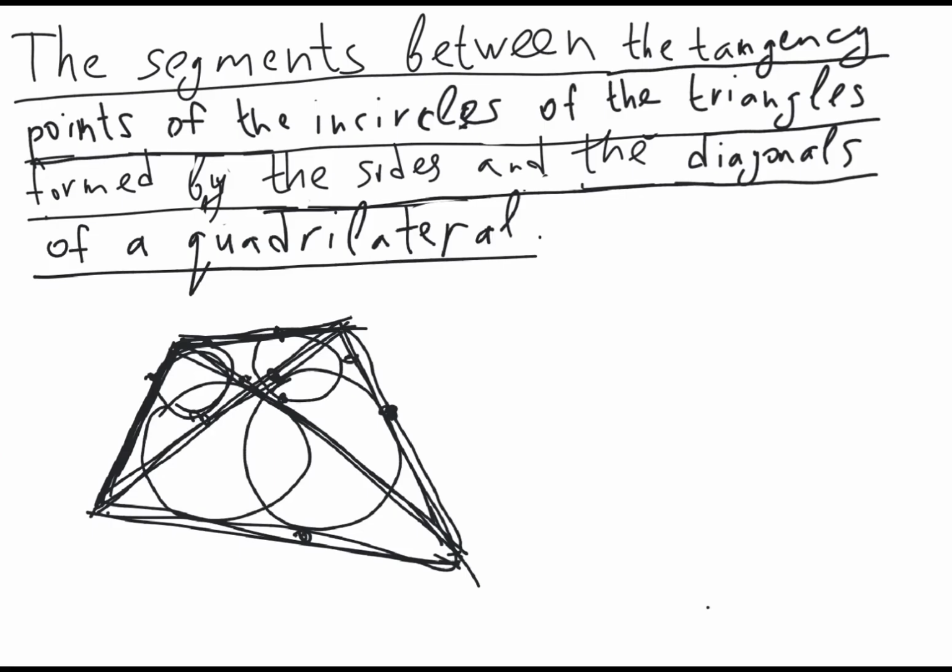So now the theorem says that the segments between the tangency points of the circles on the opposite sides of the quadrilateral are equal to each other. So basically this segment is equal to this segment, and this segment is equal to this segment. So the segments between, let me highlight it in a different color. So this segment is equal to this segment, and this segment is equal to this segment.